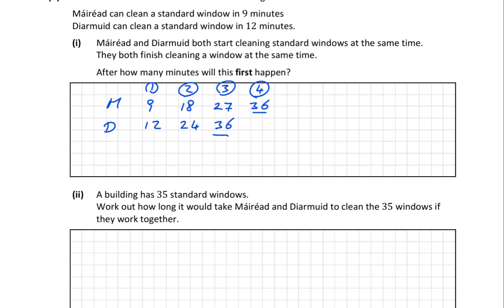So Mairead will be finished 4 windows in 36 minutes. Dermot will be finished 3 windows in 36 minutes. But they will both finish cleaning a window at the same time after 36 minutes. So the answer is 36 minutes. Okay, so next one then.